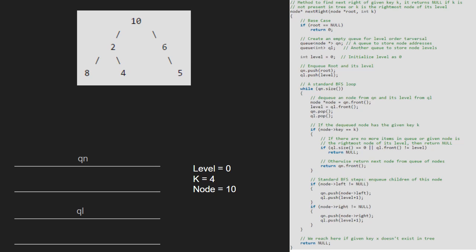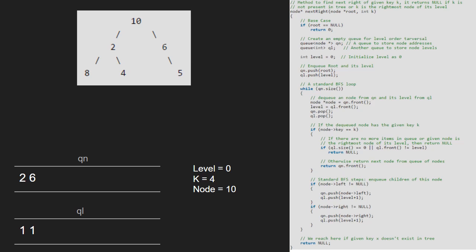So, 2, which is the left child of 10, is pushed into Qn. In the next step, we enqueue level plus 1 into Ql. So, 1 will be enqueued into Ql. Now, we enqueue the right child of node 10. So, 6 is enqueued into Qn. Also, level plus 1 is enqueued into Ql. So, 1 is enqueued into Ql. We continue with the while loop as Qn is not empty.